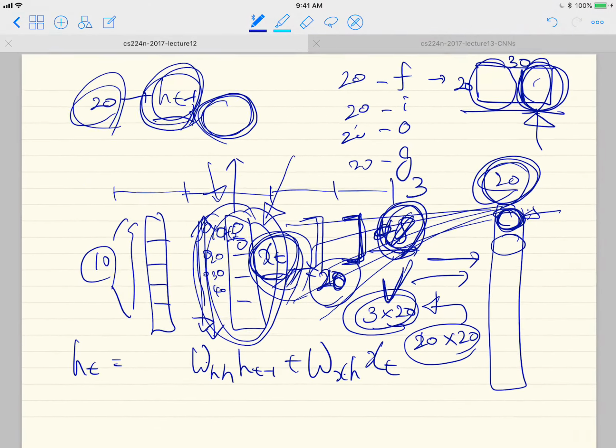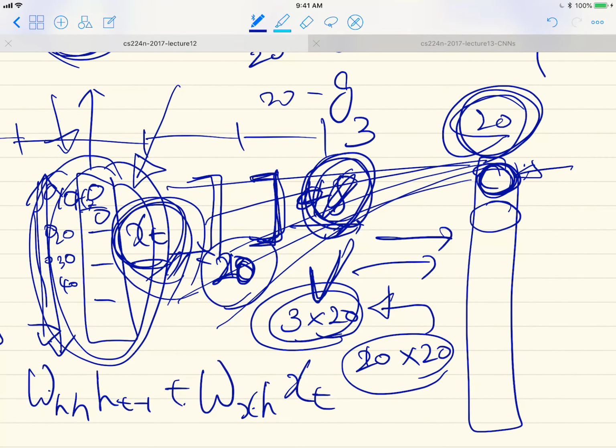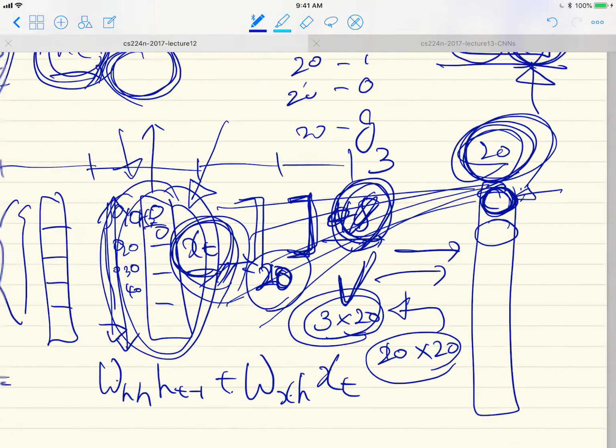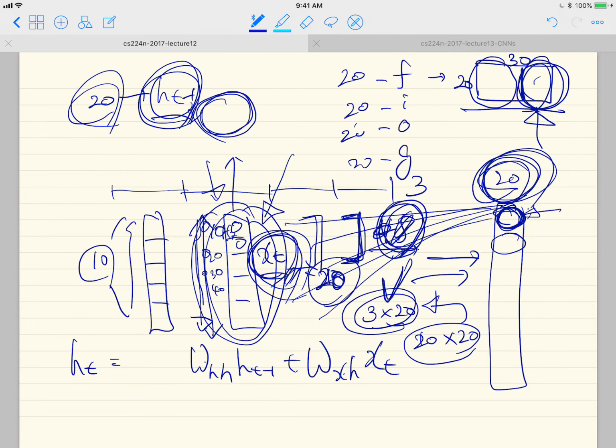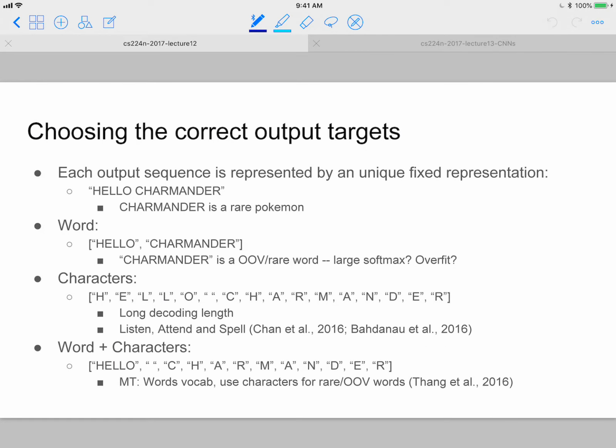Okay, so we may think of having multiple filters and then applying max pooling to generate one single scalar value in each dimension of our 20-dimensional hidden state vector. So that is a ConvLSTM.